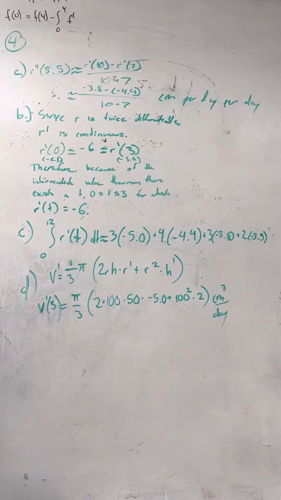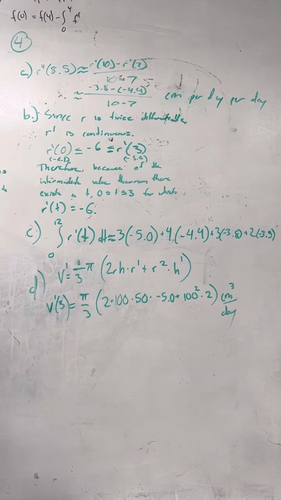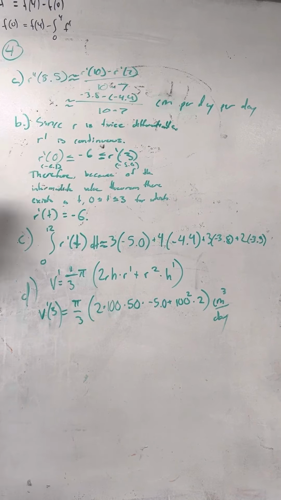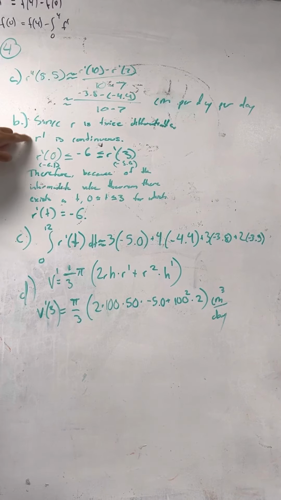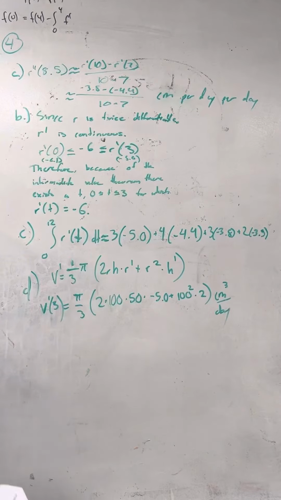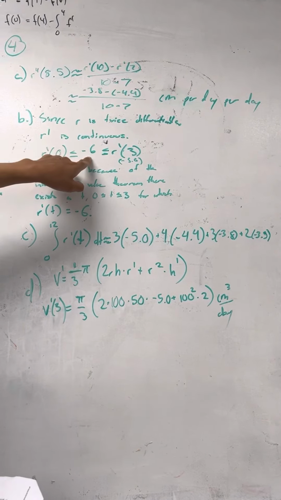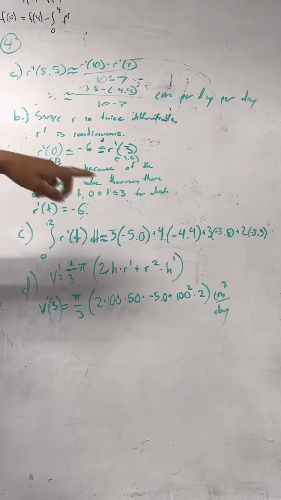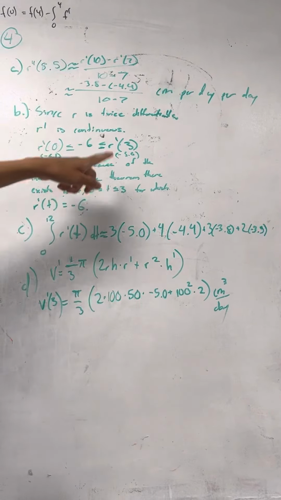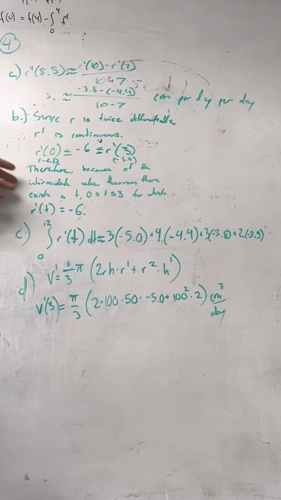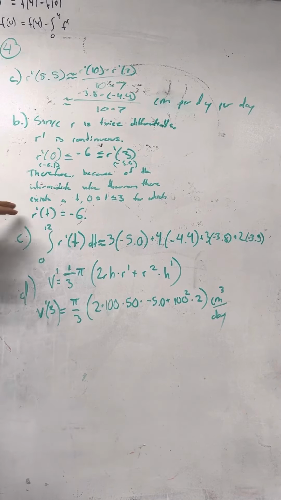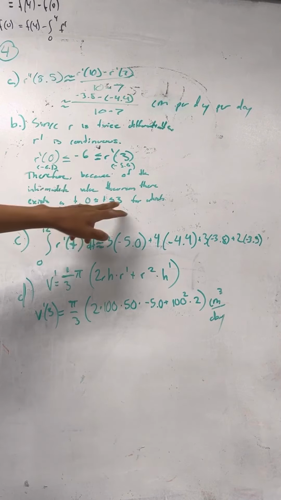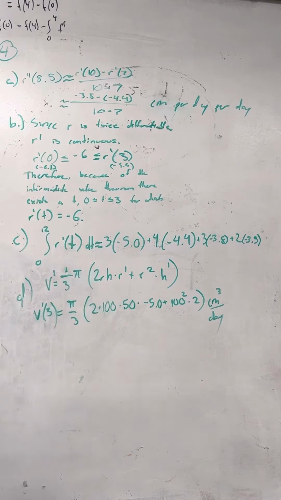And then for B, hopefully you can tell that you need to use the intermediate value theorem. So what you do is you set it up beforehand, saying that r prime is continuous because r is twice differentiable, and then say that -6 is between r prime of 0 and r prime of 3, where r prime of 0 is -6.1 and r prime of 3 is -5. And then you can just write it out because of the intermediate value theorem: there must be a t between 0 and 3 such that r prime of t is equal to -6.